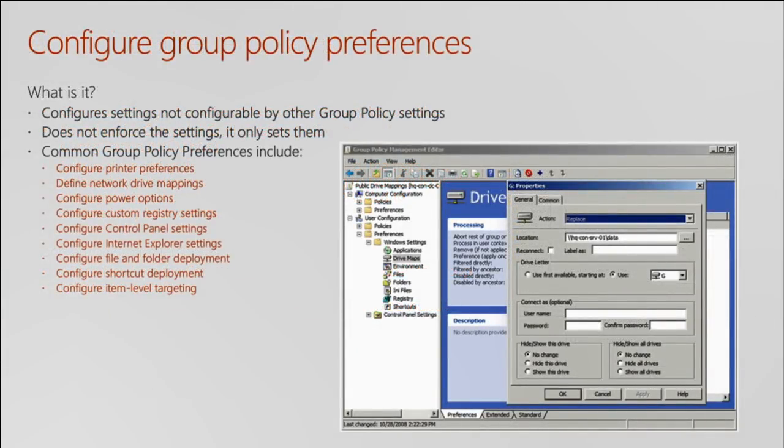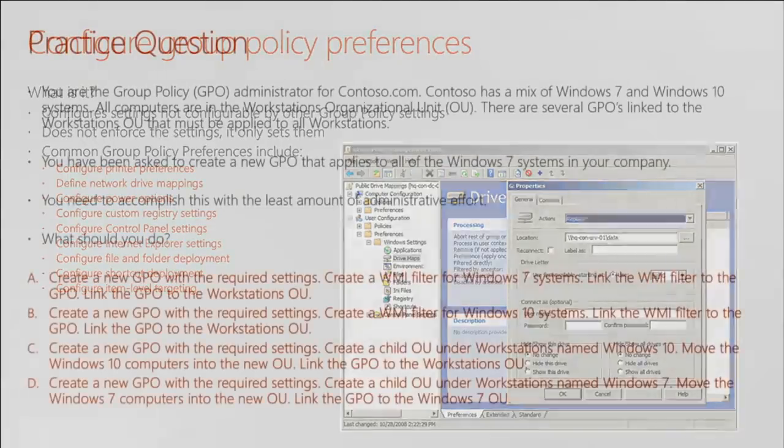Group policy preferences, or GPPs, allow you to do additional configurations on things like printer preferences, custom registry settings, and IE settings. This is a little old school, but it's still there as an option to set what the user can do at an item level targeting, or even a shortcut deployment. These are much more detailed processes.